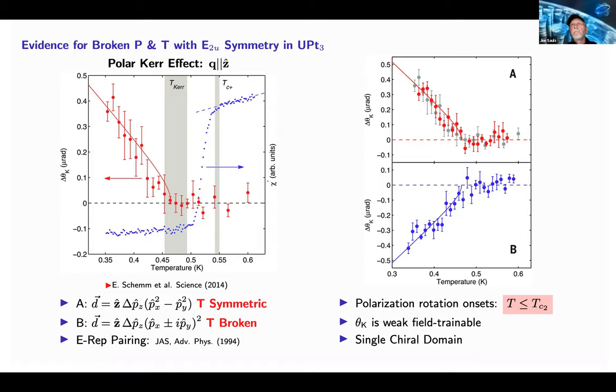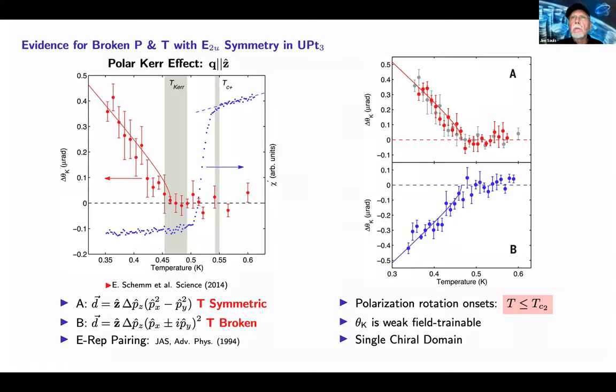So this was a very nice work. And the one point that I want to add is that one always sees basically max signal, single domain, single chiral domain in uranium platinum 3. We don't really understand why, but we don't see multi-domains.